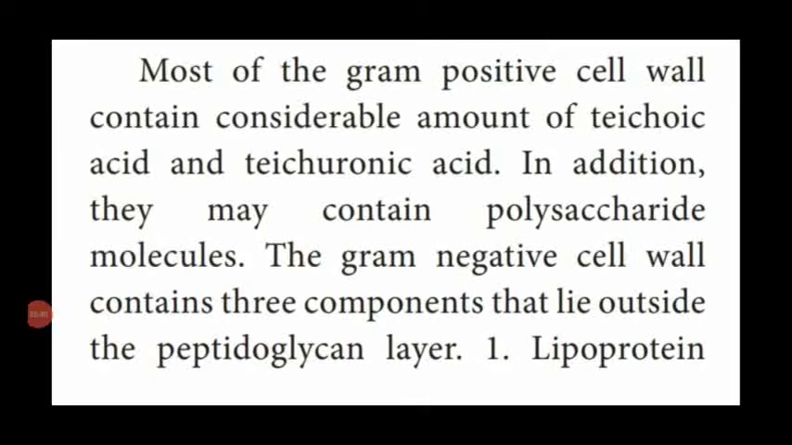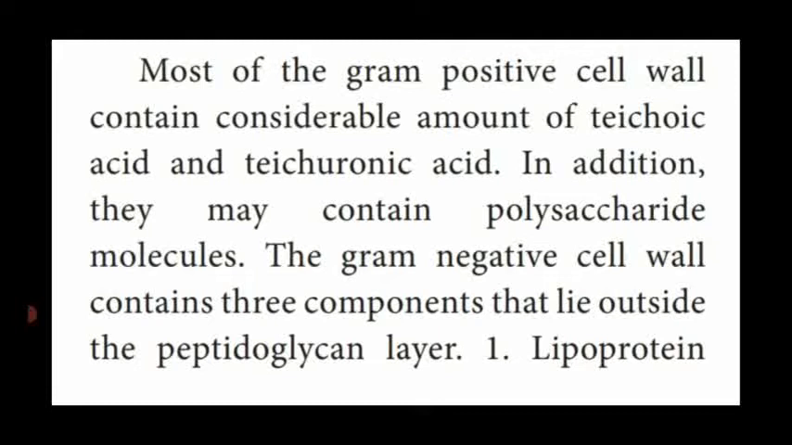Dear students, other variable characters are also present in gram-negative and gram-positive bacteria. First of all, what is the variation? Gram-positive bacteria retain the violet color and appear dark violet. The gram-negative bacteria lose the crystal violet color. If you add safranin, it is modified into red color under the microscope. That is the first difference between gram-positive and gram-negative.